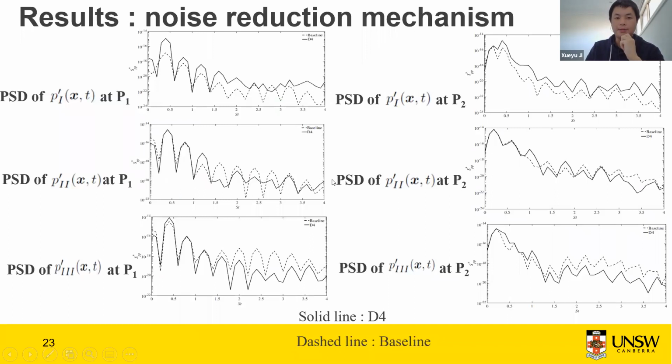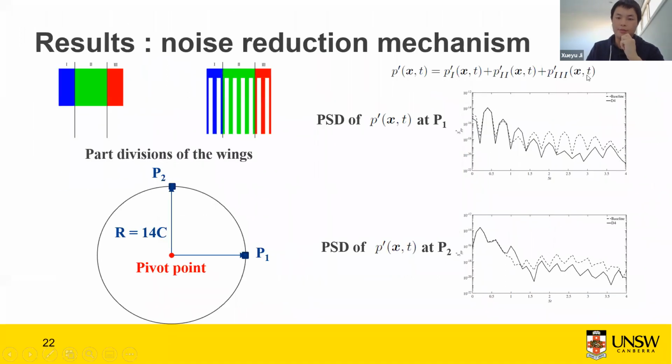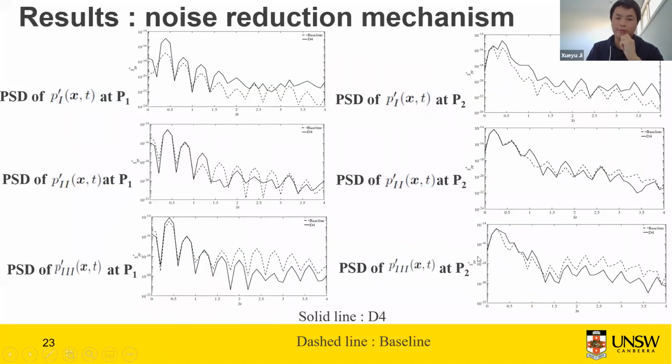Let's look at the second part. You can find that for both points, D4 has not decreased the noise significantly, which means that the second part is also not the reason for the noise reduction. When it comes to the third part, you can find a similar distribution in frequency with the total noise. If you look at the picture and compare it with the third row, you can find that it is quite similar, which means that part 3 has been confirmed as the reason for the noise reduction.